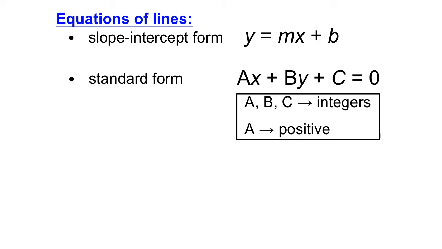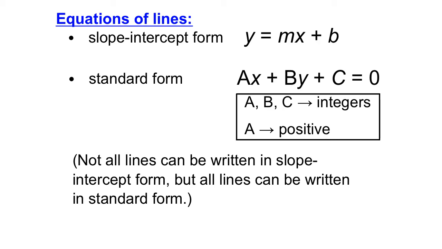So you might be asking, why do I need to write an equation in standard form when slope-intercept is a very useful form? I can look at it, see what the y-intercept is, see what the slope is, and easily make a graph. If it's written in standard form, it's not so easy to make a graph. So why bother? Well, the reason is not all lines can be written in slope-intercept form, but all lines can be written in standard form.